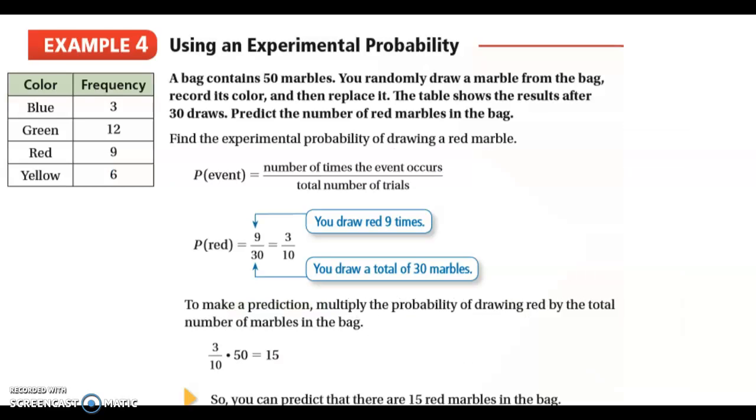All right, so this is day 2 of experimental probability. Remember, experimental probability is how many times did the event occur during the experiment out of how many times you did it. So here's an example you have. You can look at it. We're going to go ahead and go to the next one.